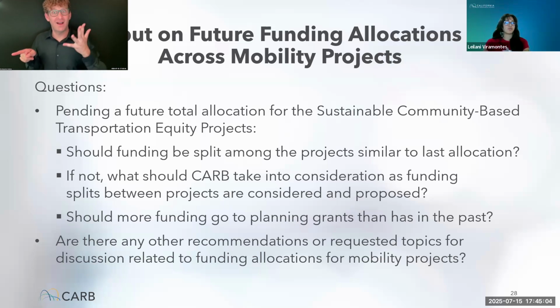If you think a different approach would be better this year if funding comes our way, we'd like to hear your suggestions and what factors CARB should consider when making these decisions. Another configuration might be to provide more funding for planning grants. If that's something you'd like to recommend, we'd also like to hear from you about that. Lastly, we'd like to learn if you have other recommendations or discussion topic requests related to funding allocations.